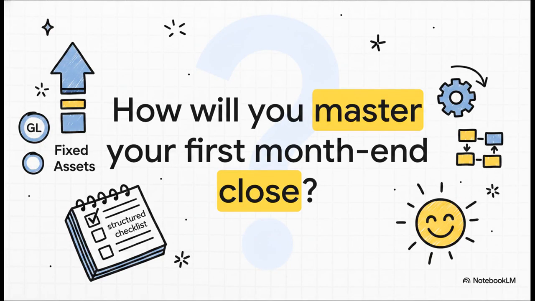And there you have it. You have just walked through the entire month-end close process in Business Central, from setting up the general ledger all the way down to managing fixed assets. You've seen just how logical and mirrored the system is, and you have these visual roadmaps right here to guide you every step of the way. So with this structured checklist in hand, how will you master your very first month-end close?